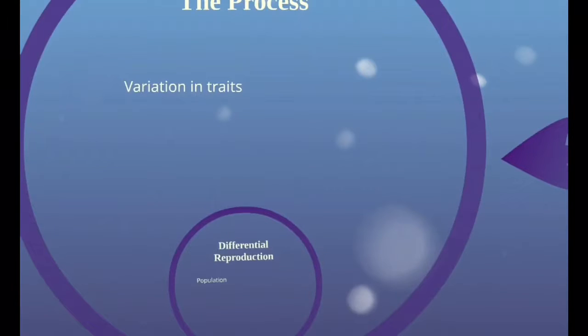Variation is any difference between cells, individual organisms, or groups of organisms of any species caused either by genetic differences, which is known as genotypic variation, or by the effect of environmental factors on the expression of the genetic potentials, which is known as phenotypic variation.